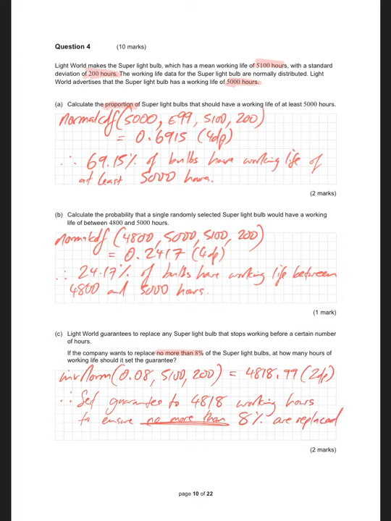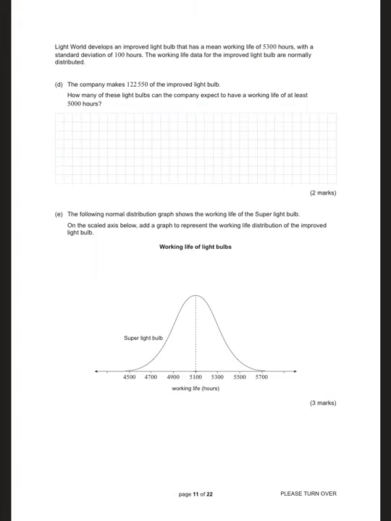Okay. Next, they develop an improved light bulb that has a mean working time of 5,300 hours and a tighter standard deviation.